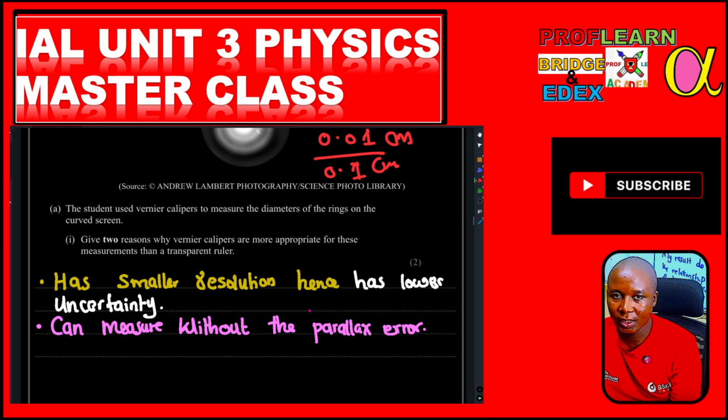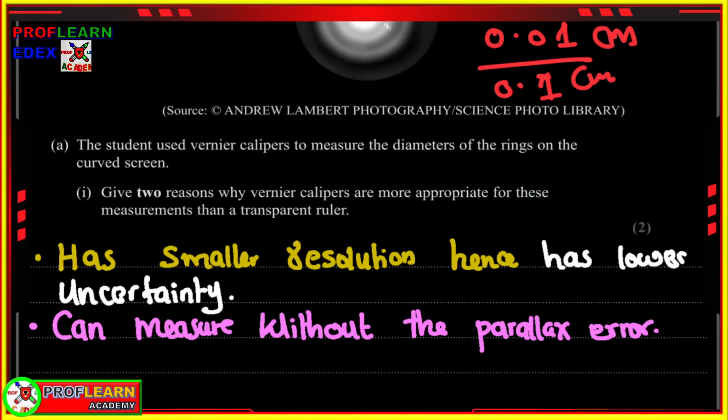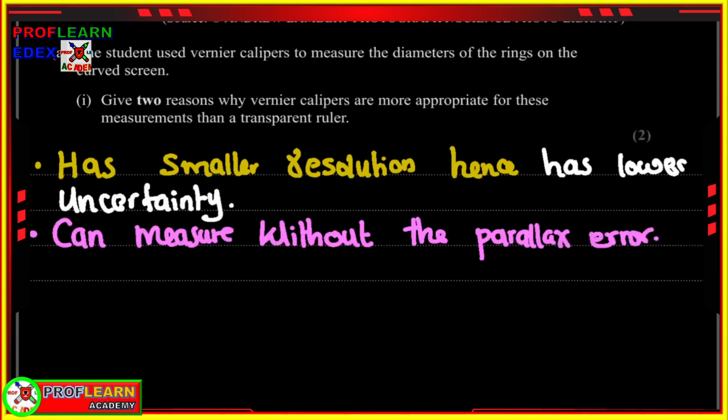Whenever you are taking a measurement using a meter rule, chances are that you are likely to make a mistake, you are likely to read wrongly by positioning your eyes wrongly. So basically that is why we are saying here that this could result in parallax error.